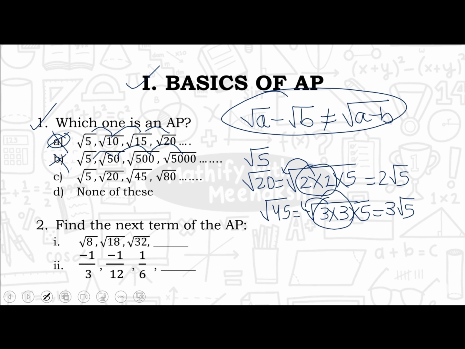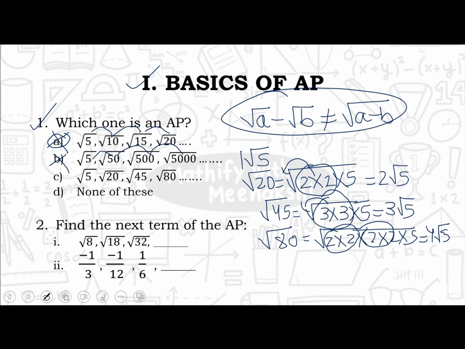And similarly, what is root 80? Again, root 80 you can write as 2 into 2 into 2 into 2 into 5, because it's 16 into 5. Now again, two 2s will come outside, so you can write 4 root 5. Now see here, it's 1 root 5, 2 root 5, 3 root 5, and 4 root 5. We can write root 5 as 1 root 5.